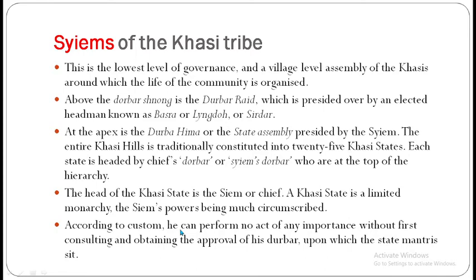According to custom, he can perform no act of any importance without first consulting and obtaining the approval of his Darbar, upon which the state mantris sit. In short, the Khasi people have a three-tier or three-level administration. At the top, they have the state assembly, which is known as Darbar Hima, and the traditional Khasi society has 25 Khasi states, and the head of these states is known as Siam's Darbar, or simply Siams. The Siam is nothing but the chief of the tribe.